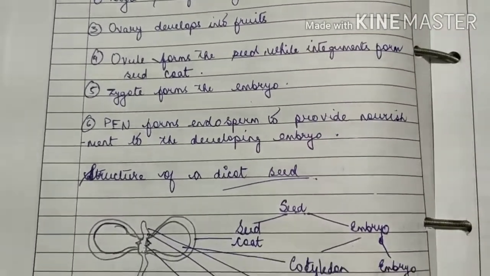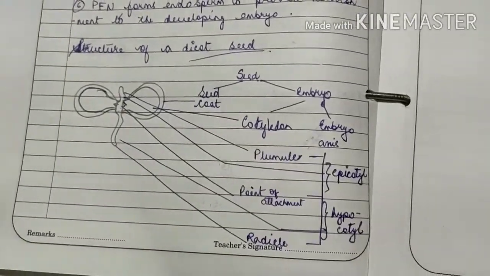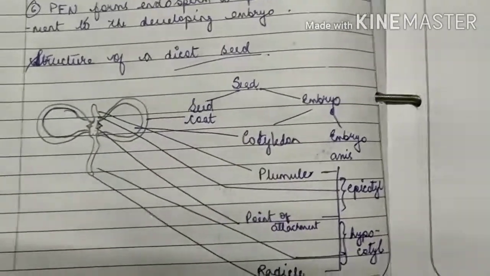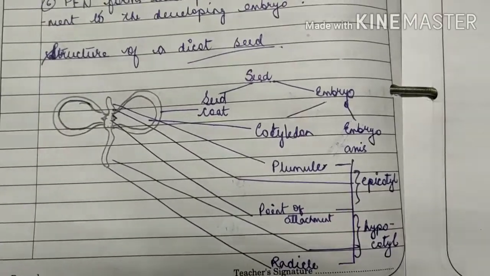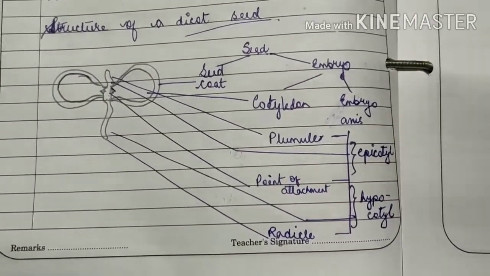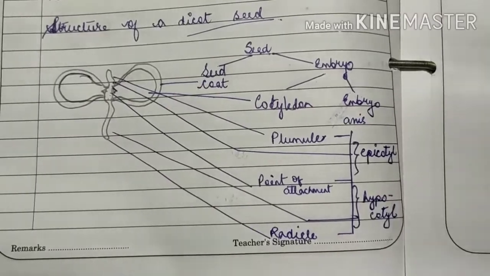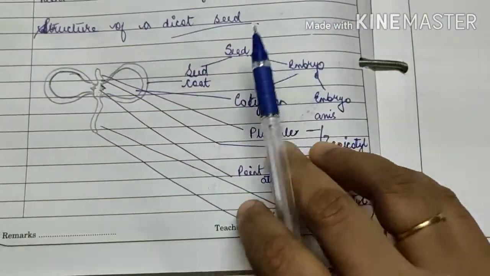Okay. Here we are talking about the structure of a dicot seed. In your syllabus, the structure of a dicot seed is given along with a practical. I will show the practical in another class; you can try on your own. Let's today see what the structures of a dicot seed are.